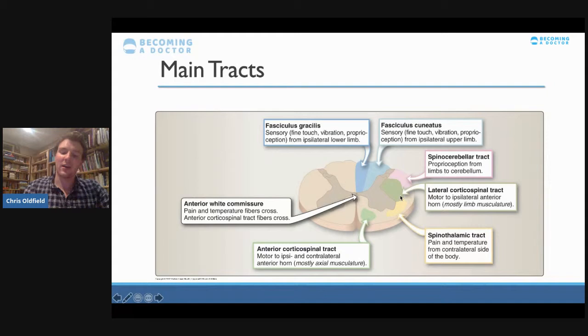So if I were just to feel something, it's not painful or about temperature, it's just feeling my other hand, for example, that's going to be my dorsal columns. So the information from the right-hand side of my body here is going to be running up the right-hand side of my spinal cord. However, if that then is touching something painful or is testing temperature, that runs up the spinothalamic tract. So once that enters my spinal cord, it will cross over to the other side immediately and run up the left-hand side of my body if it's coming from the right-hand side sensation.